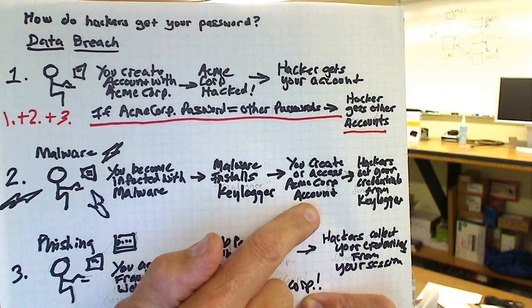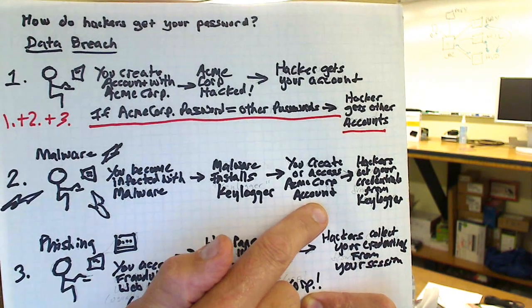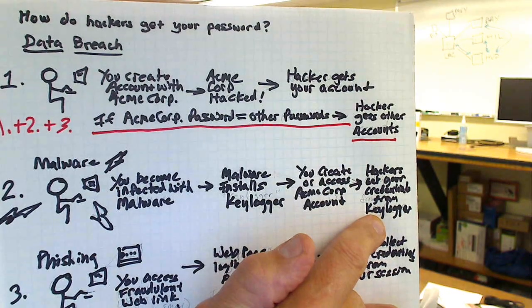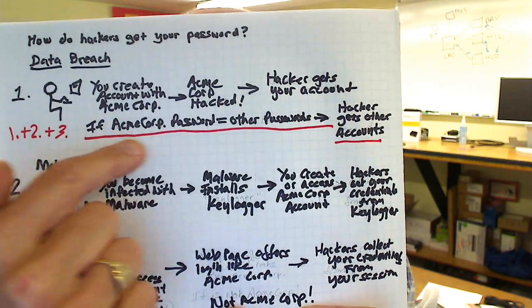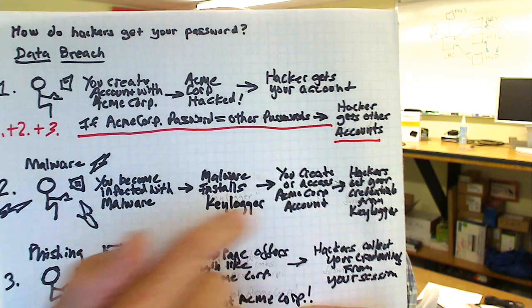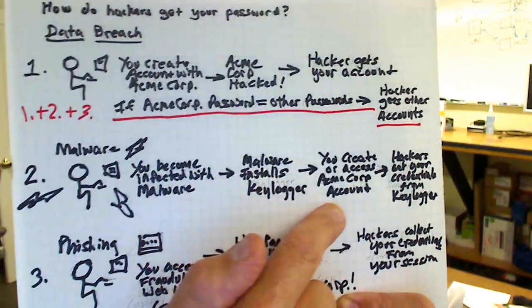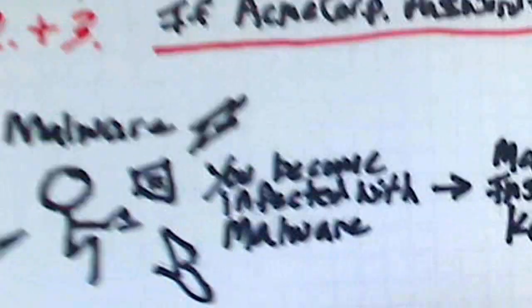When you create your account, or if you just access an existing Acme Corporation account, the hacker gets your credentials from the keylogger. Okay? This statement is true once again. The difference here is that for as long as that malware stays on your computer, it will capture your activity. It can capture credit card numbers. It can capture all kinds of things that you're typing in, and that's something you're probably not going to want.